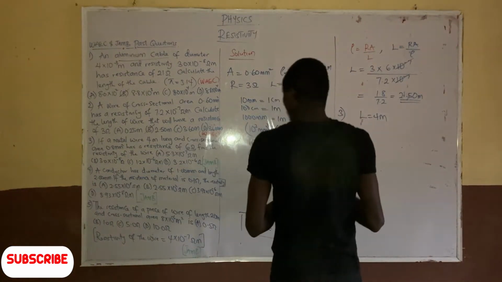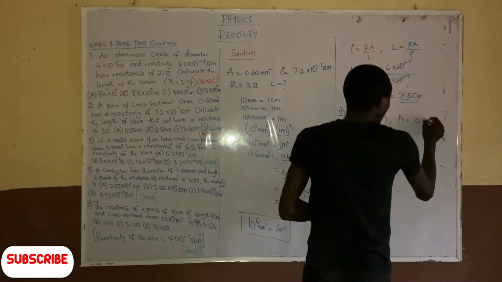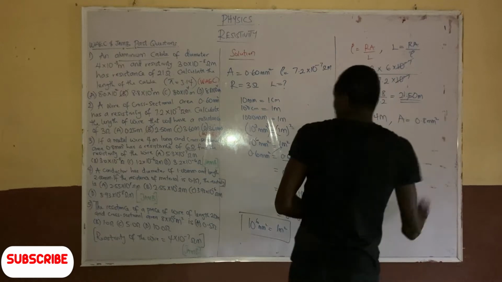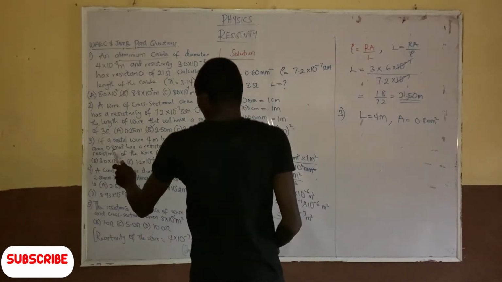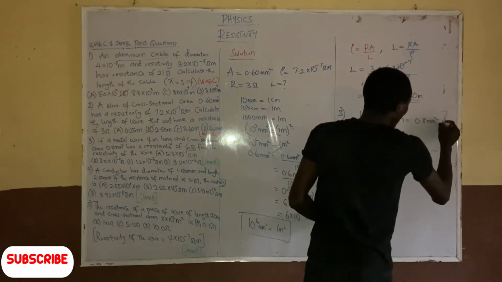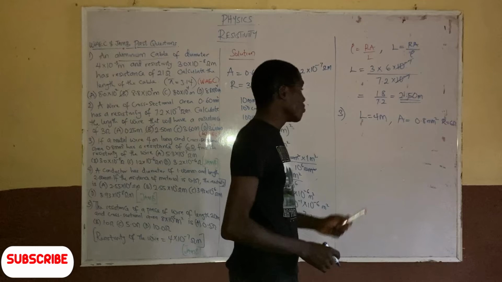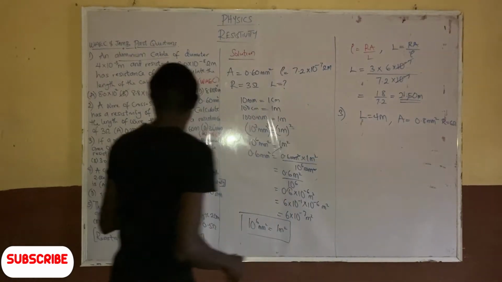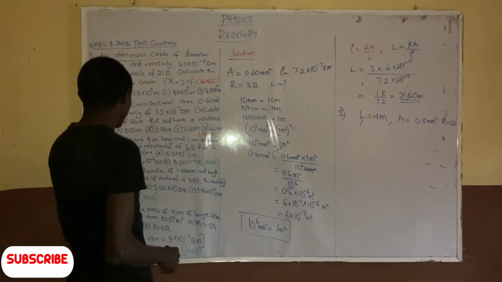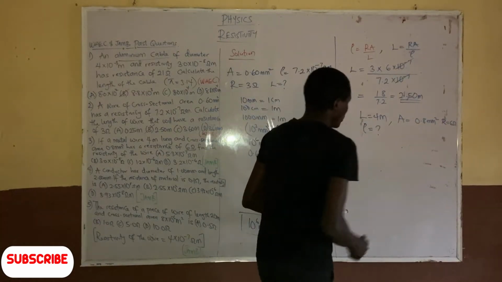Then the cross-sectional area of 0.8 millimeter square, and it has a resistance of 6 ohms. We are asked to calculate the resistivity of the wire. The resistivity of the wire is to be determined.